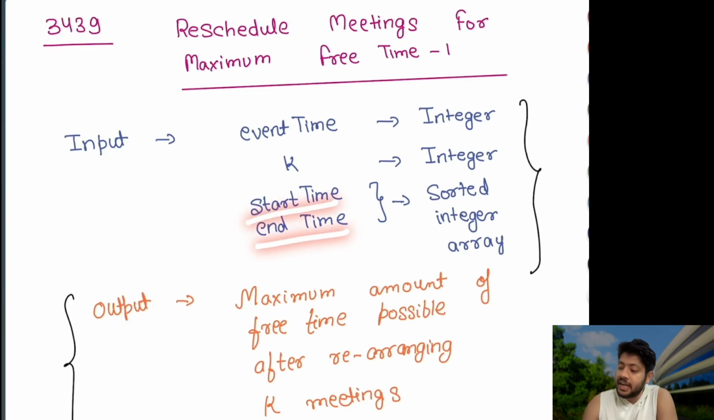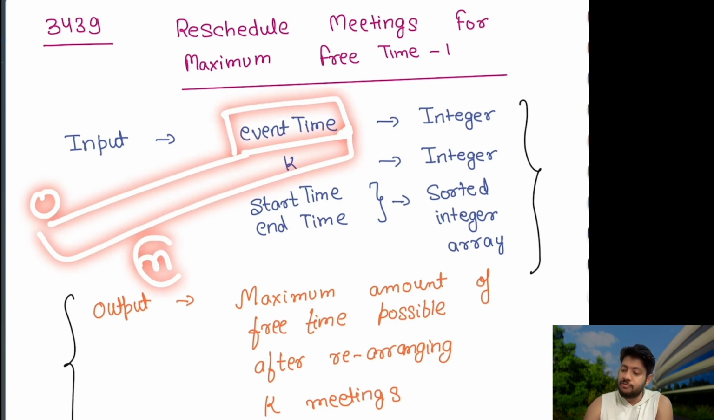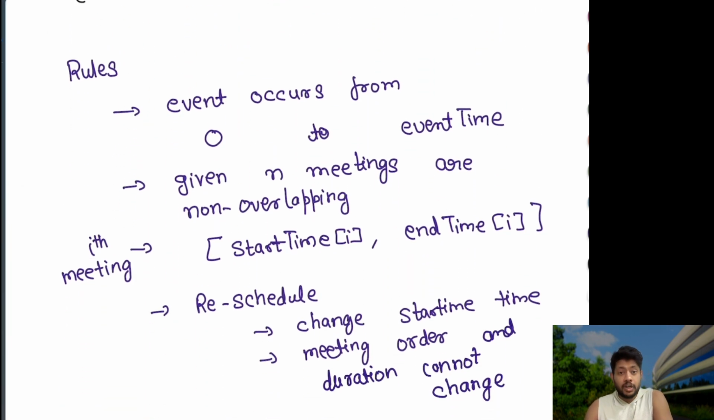The start time and end time tell me about the different meetings which are scheduled between the event times. So the event time is from 0 to whatever event time is given. Between this particular time, there are n meetings scheduled, and the meeting data, that is the meeting start time and the meeting end time, you can get from the start time and end time arrays. Now let me try to explain the rules, which are very important to understand.